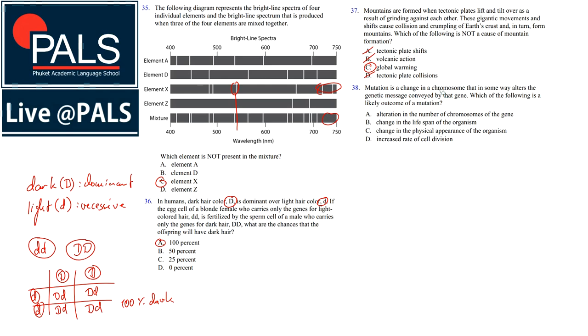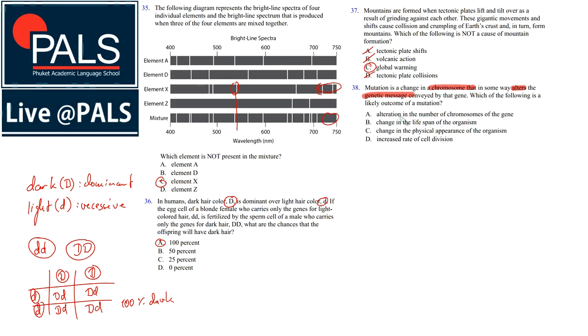Mutation is a change in a chromosome that in some way alters the genetic message conveyed by that gene. Which of the following is a likely outcome of a mutation? A change in the chromosome. A mutation is a change in the DNA of the chromosome that in some way changes the genetic message which is conveyed by the gene.